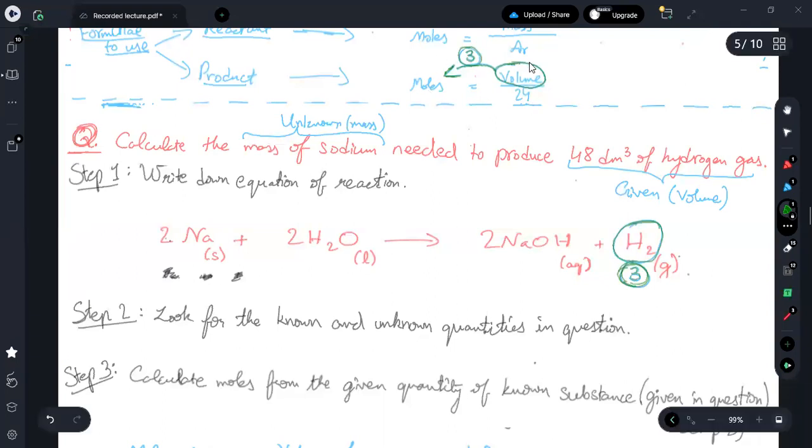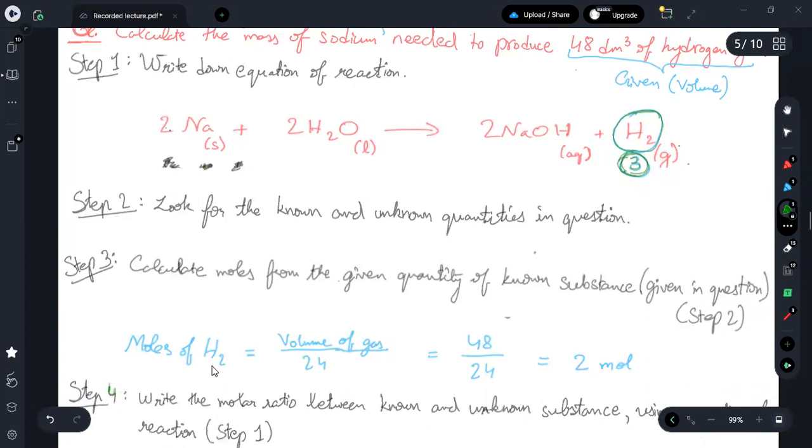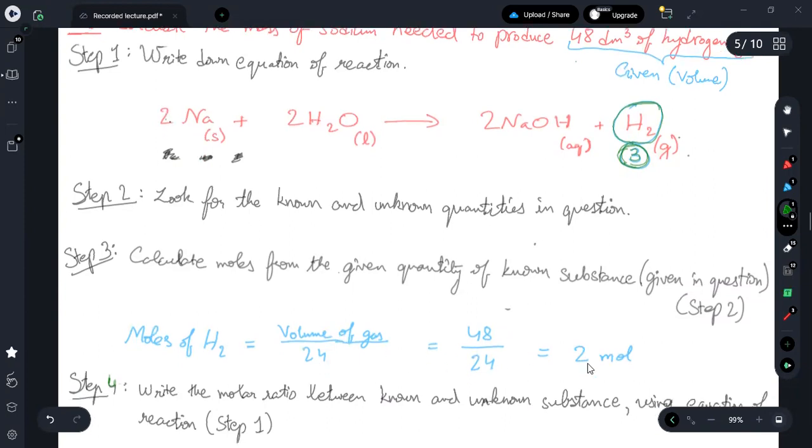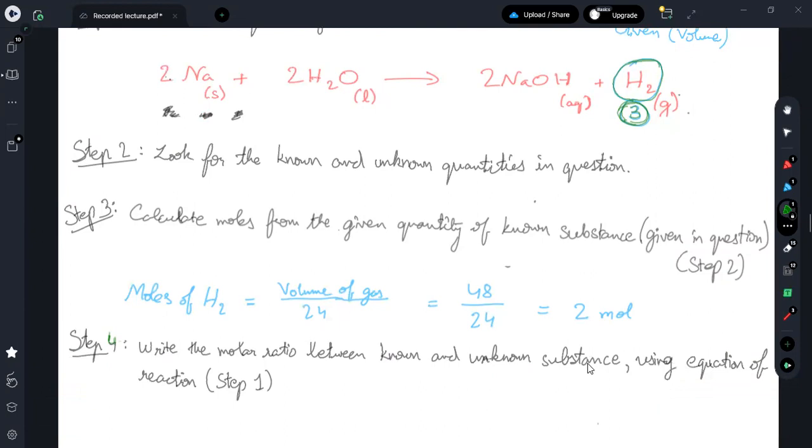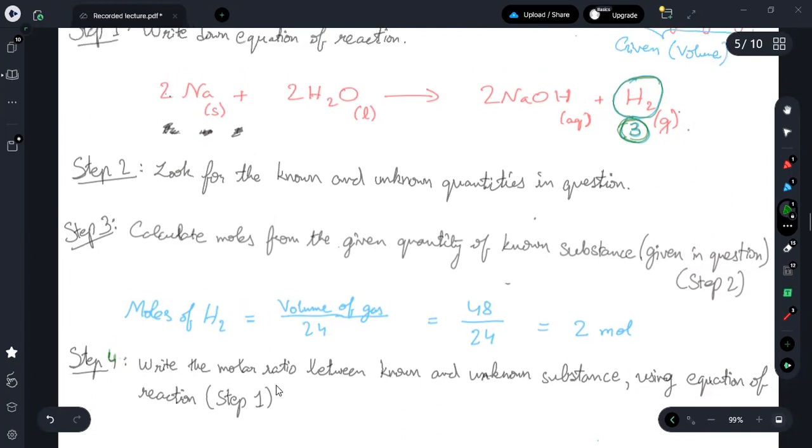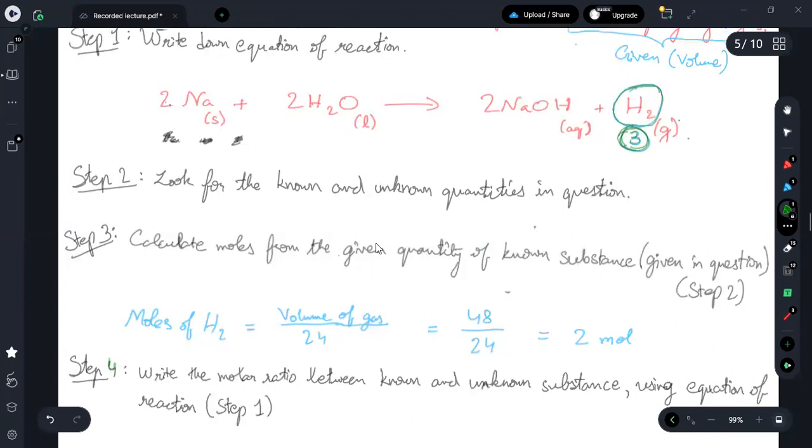So now we have used this formula in our step number 3 in order to find out the moles of the hydrogen gas. So we put in the formula and put in the known value, that is 48 over 24. So the moles of hydrogen came to be 2 moles. Step number 4 says that you have to write the molar ratio between the known and unknown substance using the equation of the reaction, which is given in step 1. So the equation is given over here.